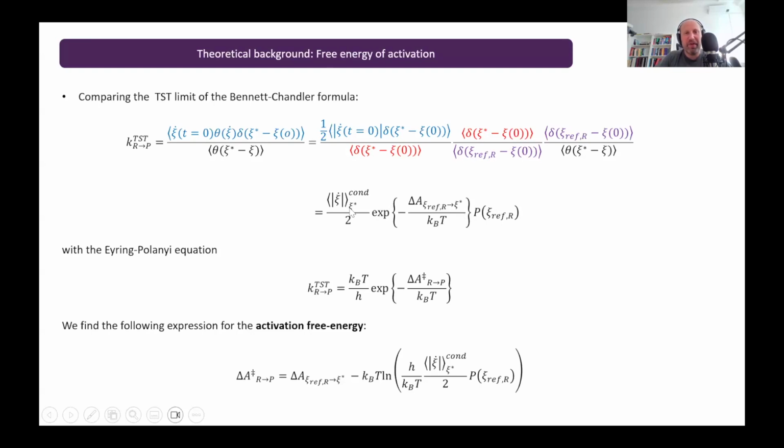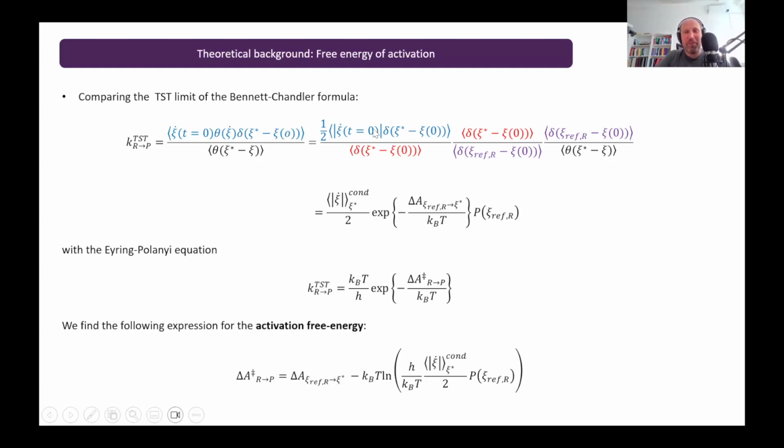The first term here is the conditional average of the absolute value of the velocity linked with the reaction coordinate at the transition state. The last term is the probability density of an arbitrarily chosen reference reactant state. And the central term is the exponential term, which has in the exponent the reversible work needed to shift the value of the reaction coordinate from this arbitrarily chosen reference reactant state to the transition state. I emphasize again, this reference reactant state can be arbitrarily chosen.